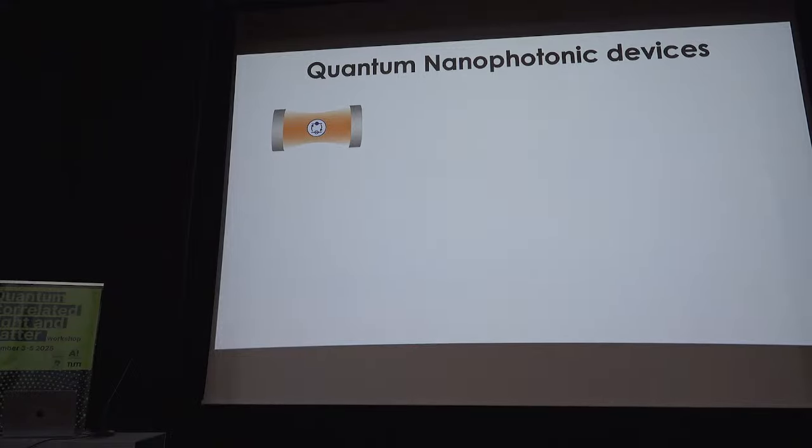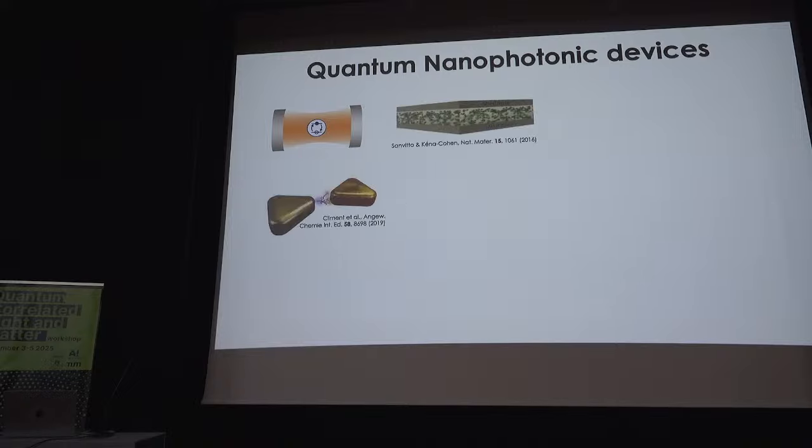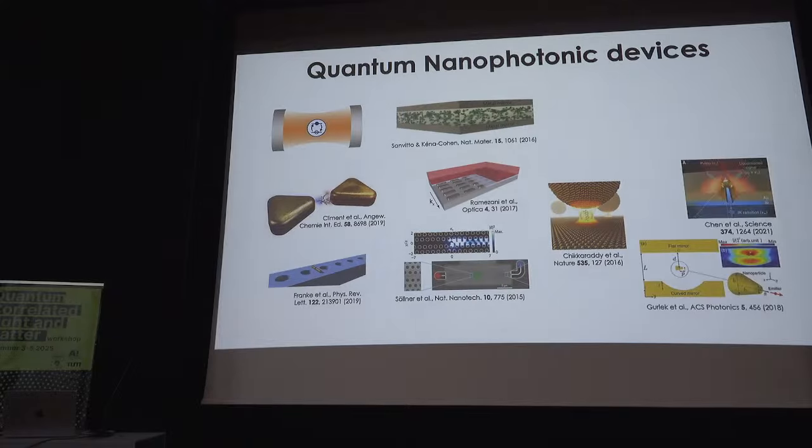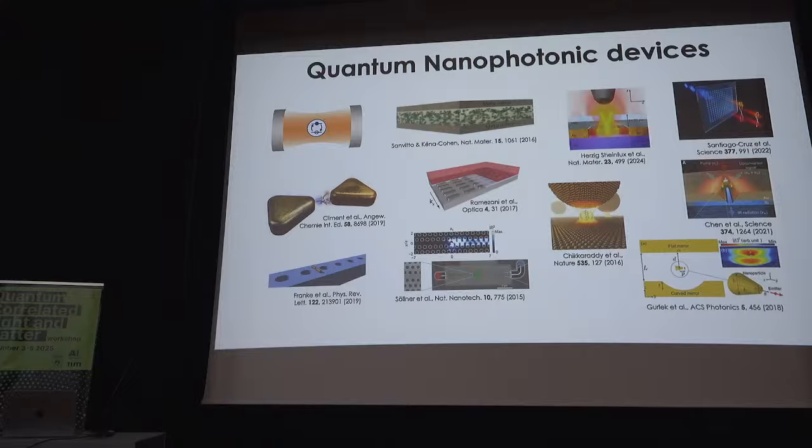If we think about quantum nanophotonic devices, we are theorists. A lot of different designs have been proposed in the literature, and we want to be able to describe all of them. We can have metal nanoparticles, cavities, photonic crystals, arrays of particles, hBN flakes with structure, and nanoparticles.